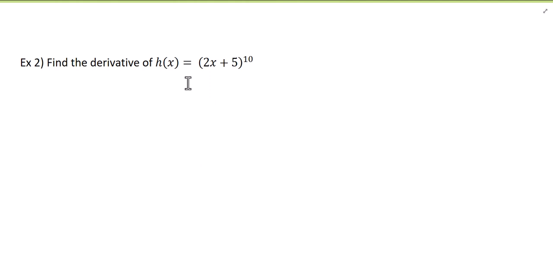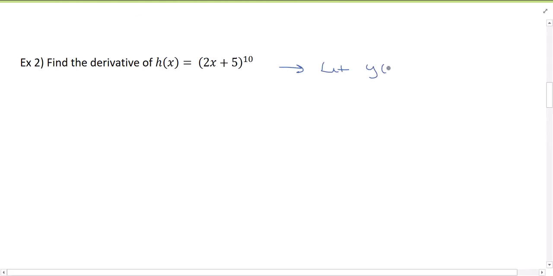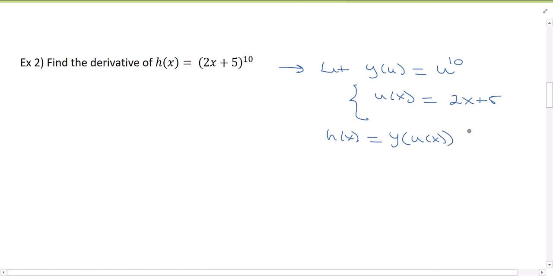And so what is the chain rule? So we'll use the same functions that I used above. So let's let y of u equal, in this case, u to the 10th. And then my u of x will be 2x plus 5. So now notice how when you compose this, you are going to get that h of x. So h of x is really y of u of x. Does that make sense? Let's check it.